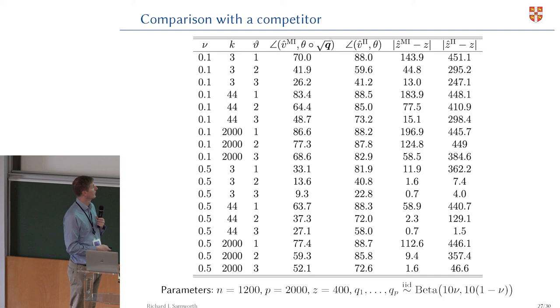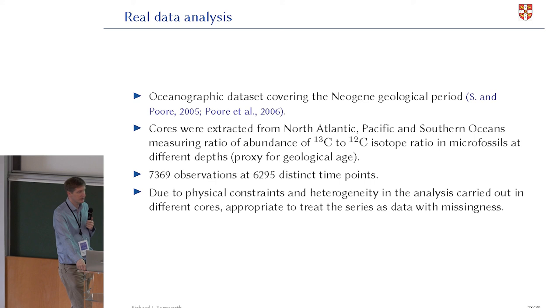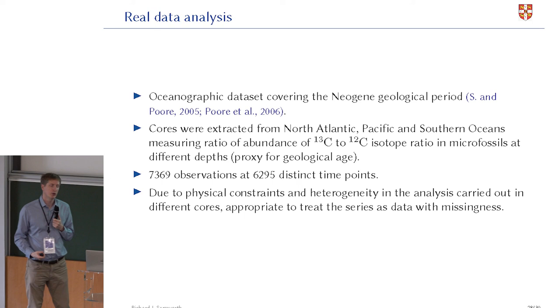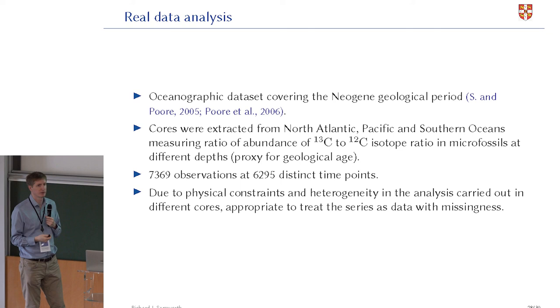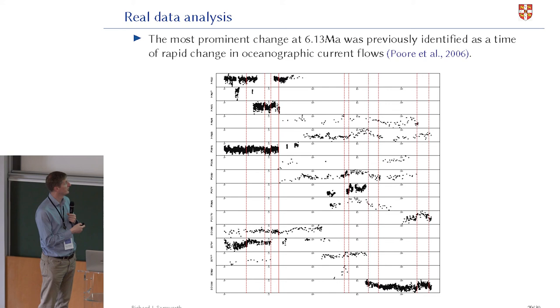Okay, so just to wrap up rather quickly, I wanted to come back to this oceanographic data set from the Neogene period, which goes back over the last 23 million years. Oceanographers go out and dig different oceans, and they drill cores into the ocean floor. They extract sediment from those cores, and then they slice those at different depths, where the depth is used as a proxy for age into the past. They look at the foraminifera within these, which are microfossils, and look at carbon isotope ratios. They use this to try to understand past ocean current flows. So this was an original data set, and when we ran our miss-inspect algorithm, the most prominent change point was at 6.13 million years ago, and that's actually previously identified as a time of rapid change in oceanographic current flow, which I found quite interesting.